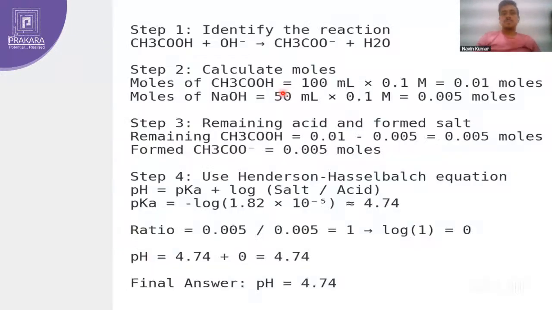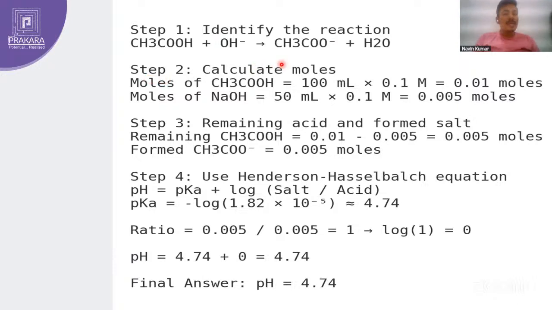So see here, these kinds of questions you need to solve in four steps. First, identify the reaction. You can see the reaction is happening between acetic acid and a base, meaning OH minus, NaOH. After the reaction, what will happen? We will have acetate ion, so the salt will be of acetate. In case of sodium hydroxide, the salt will be sodium acetate.